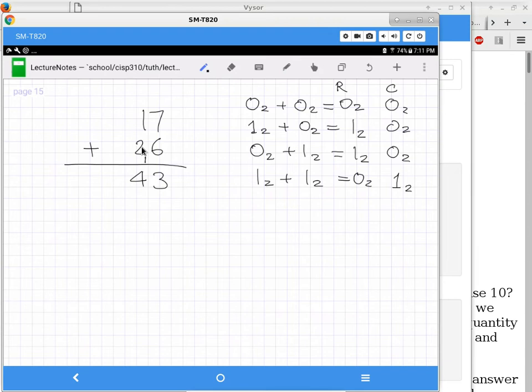Transferring a value to the next digit over. But why is that necessary? Because it goes over our base. Very good. Because it's in base 10, each place can only go from 0 to 9.